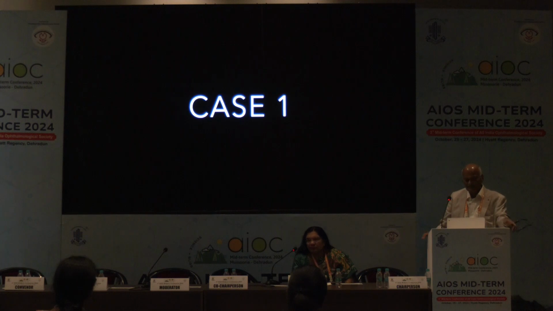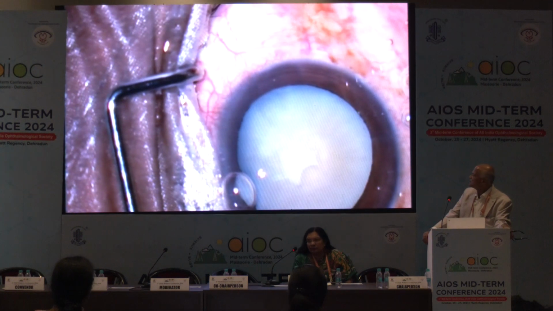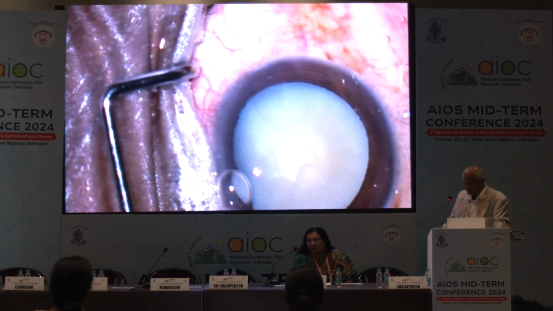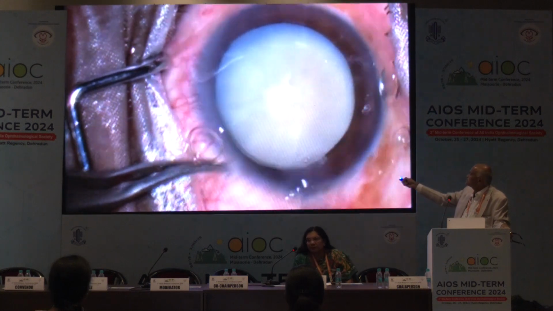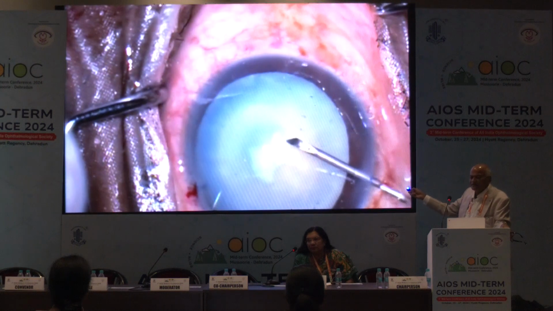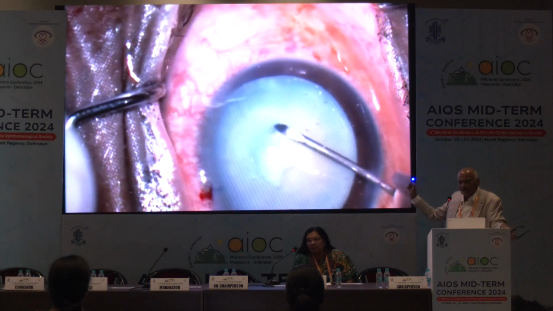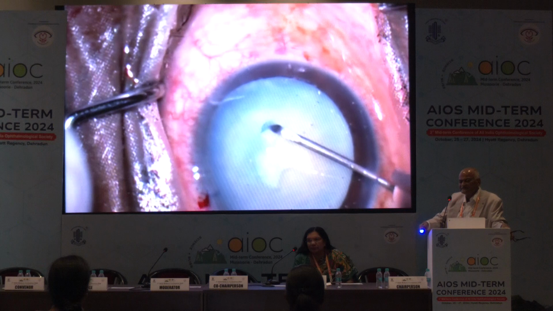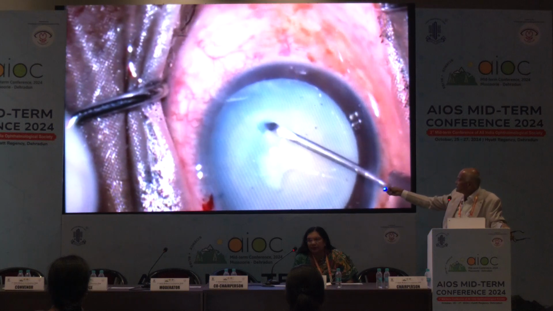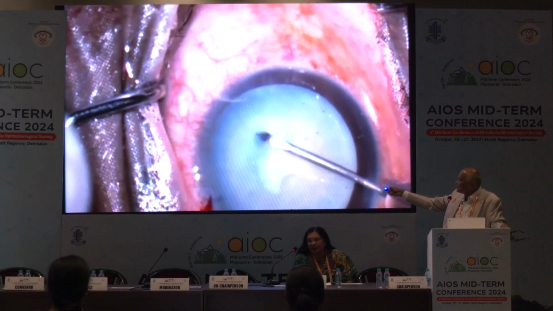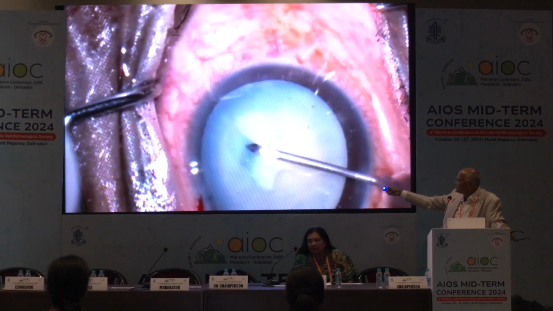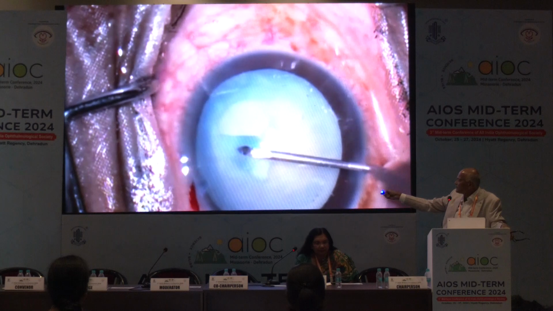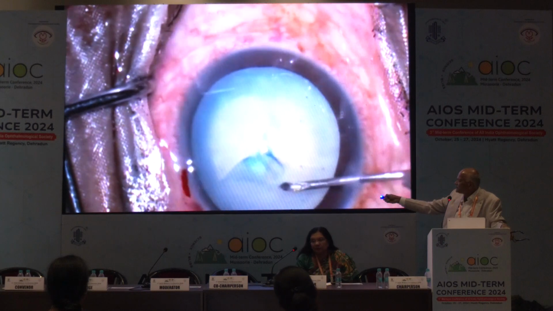Now this is the other case. Now see here. The fibrosis in the center. Can you see this? This is the fibrosis in the center. It is a cortical cataract, hypermature, and you can see what I am doing is away from the fibrosis, I am catching the capsule and I am trying to do.